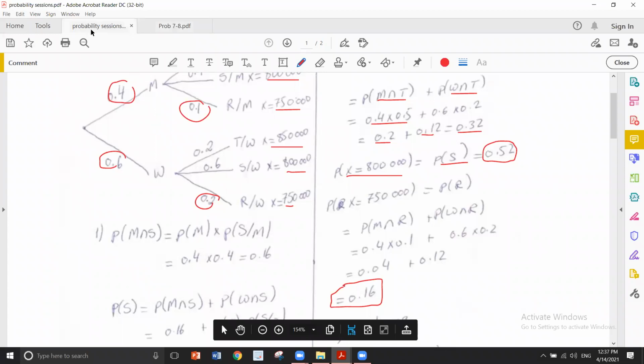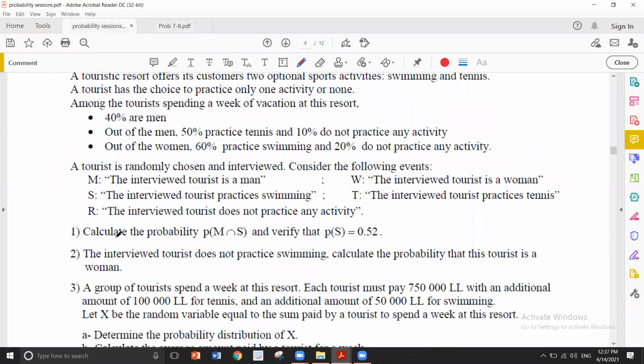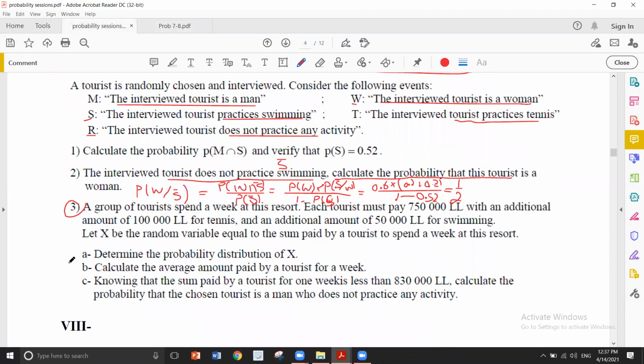Okay, part B is not required. For today, that's it. We have part C.